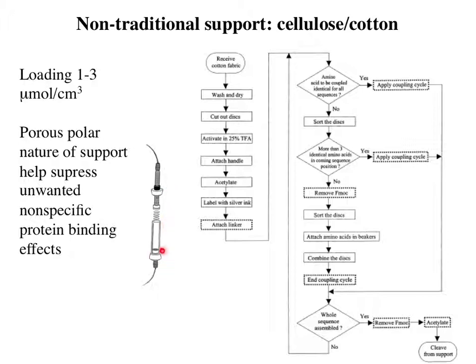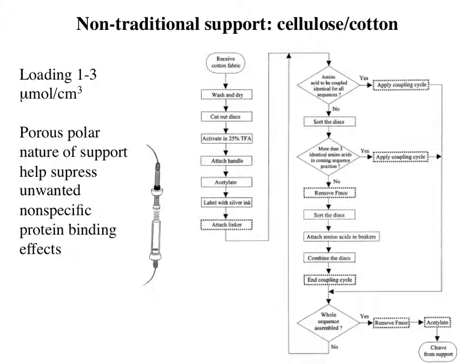washing and adding particular linkers and amino acids. So the loading is 1 to 3 micromole per centimeter cubed. The porous polar nature of the support helps suppress unwanted non-specific protein binding effects. And you can see in the system, you have your cotton fabric, you wash and dry, you cut out discs, you activate it, attach your handle, acetylate, label with silver ink, and then attach your linker.